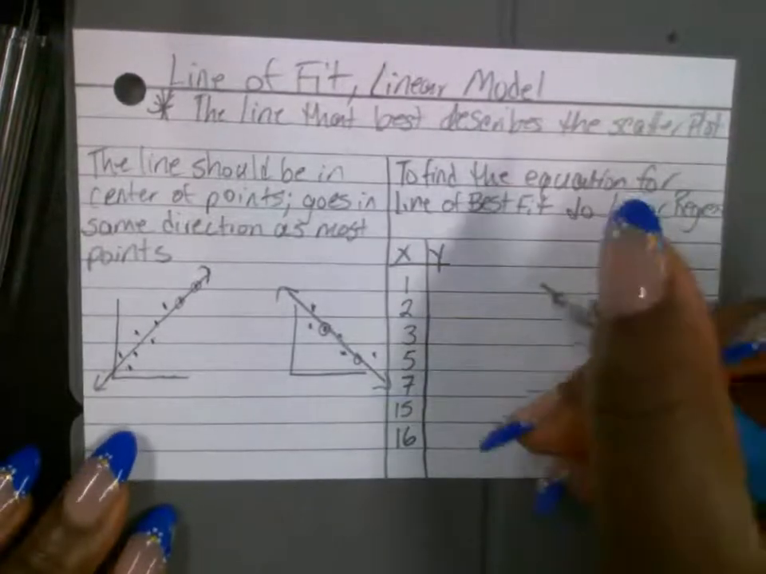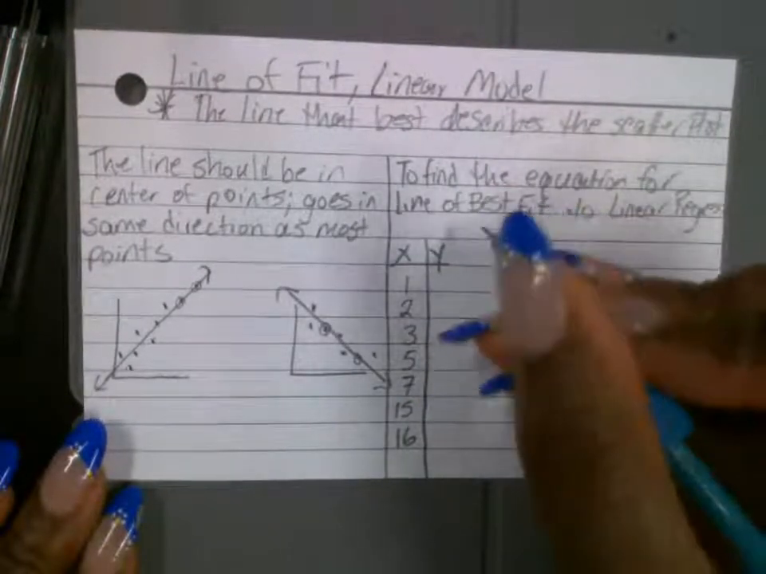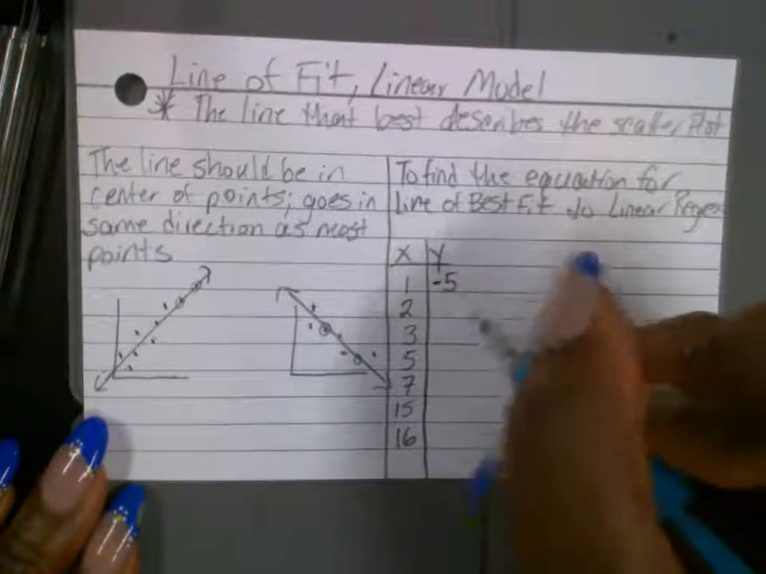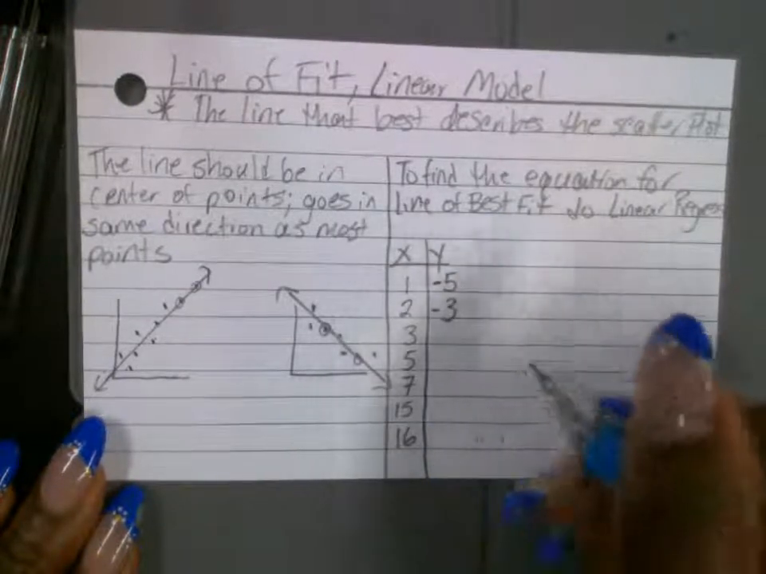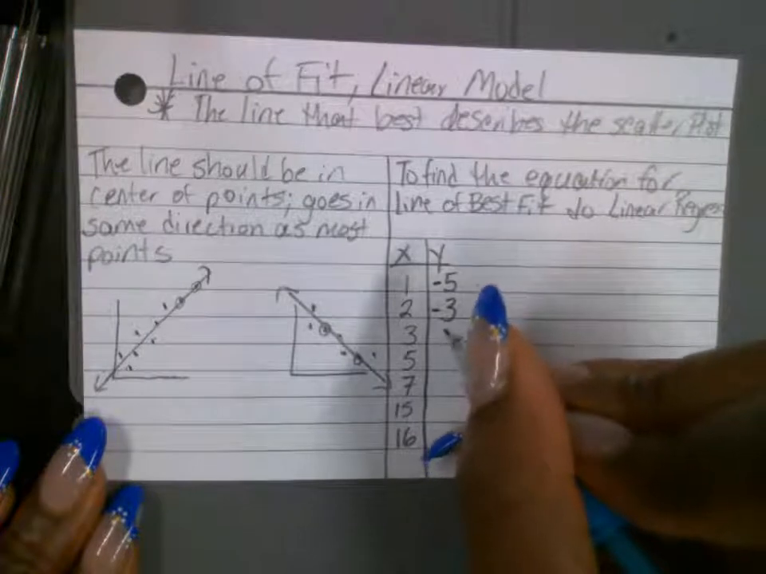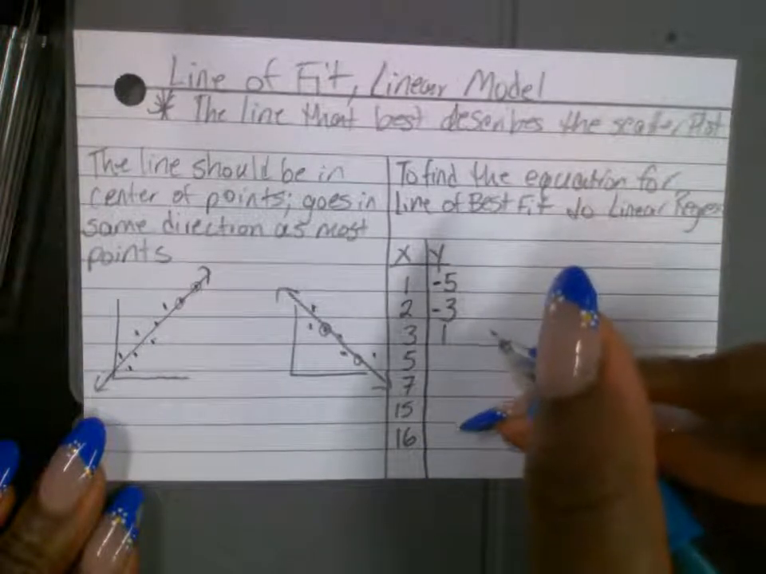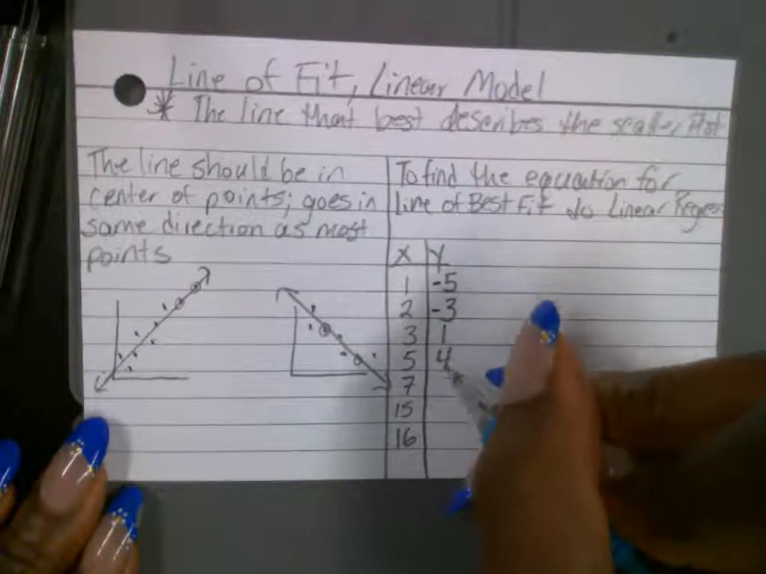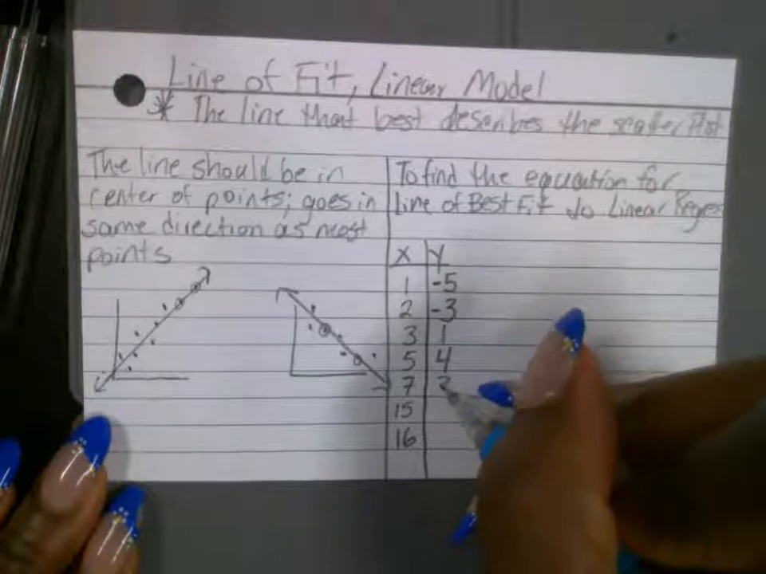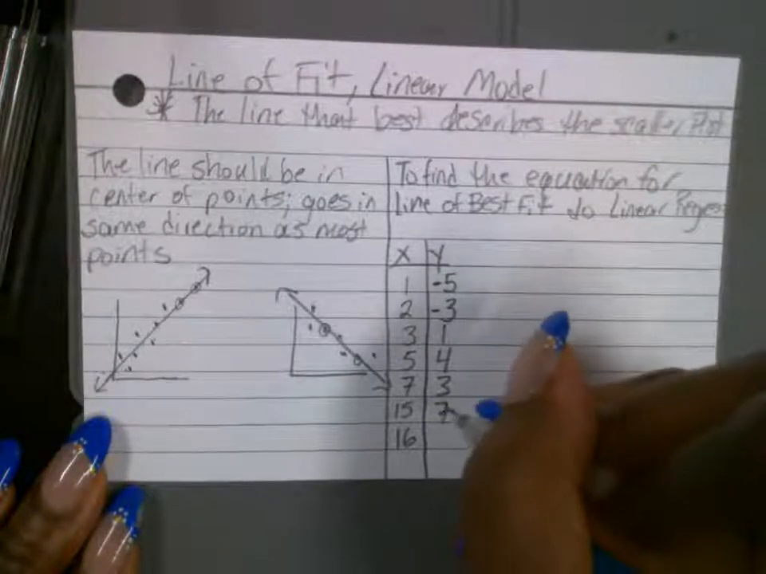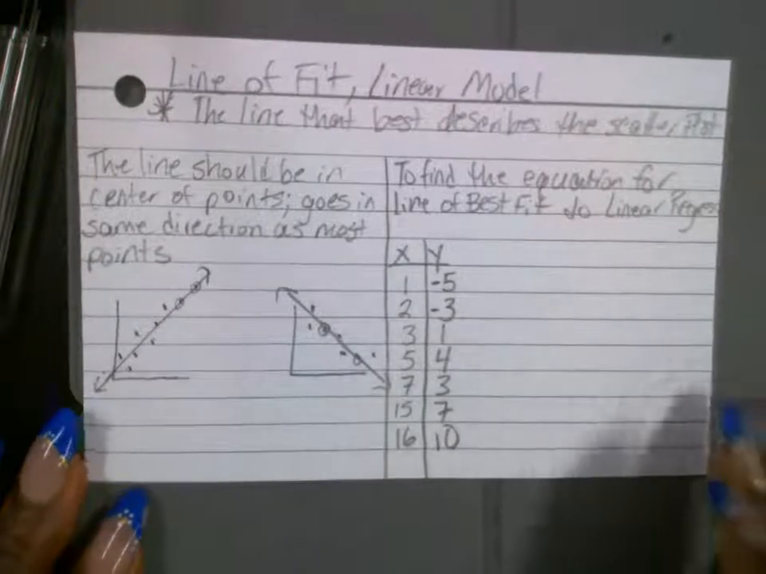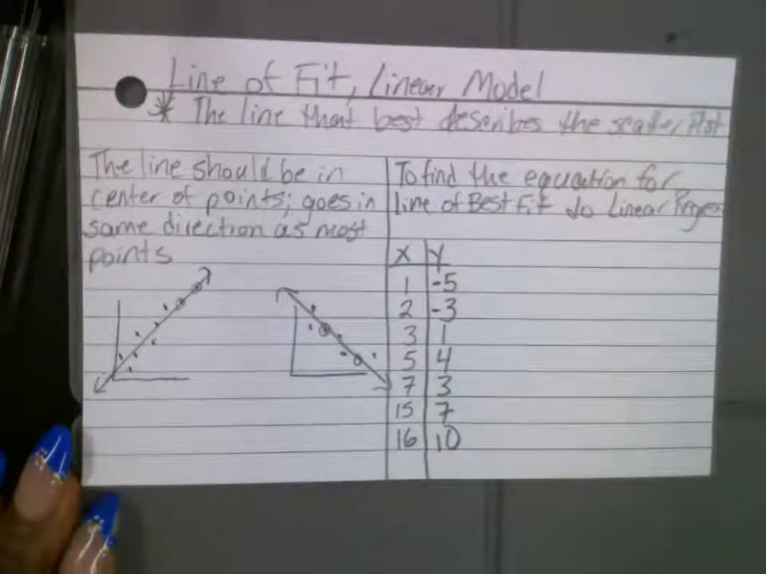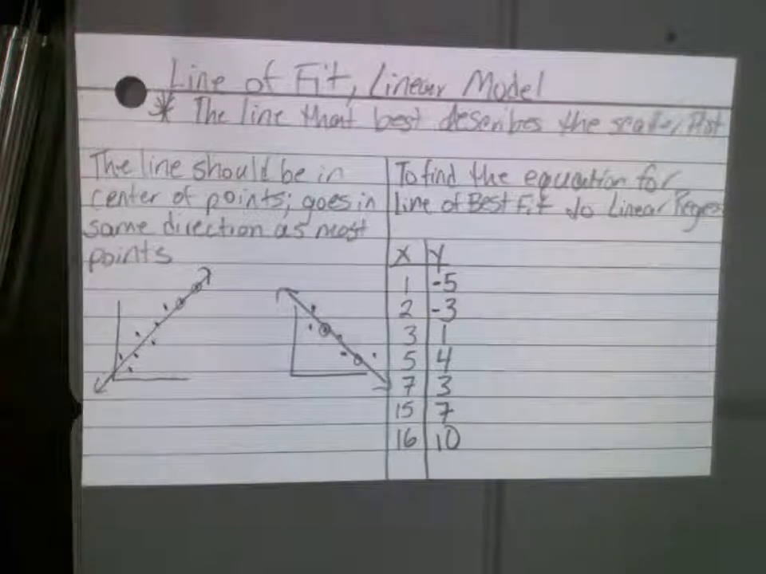The Y values, let's make it a positive correlation. Let's start with -5, -3. Let's do 1. Let's do 4. Let's do 3. Let's do 7. And let's do 10. For the most part, the numbers are going up, so this is a positive correlation. We're going to show you how to do this in the calculator.